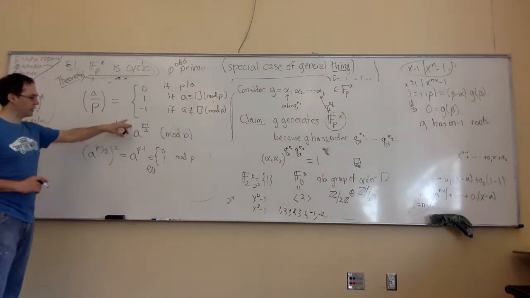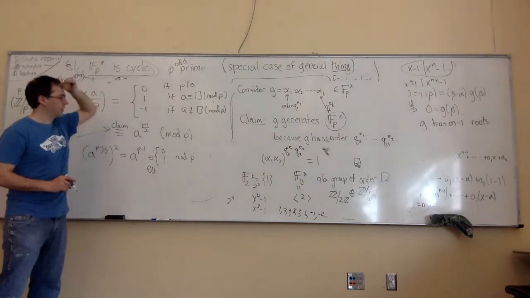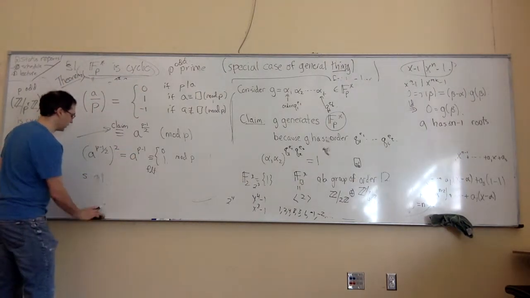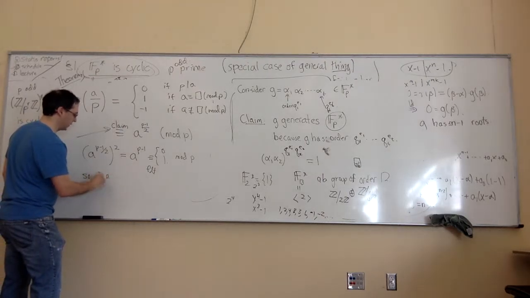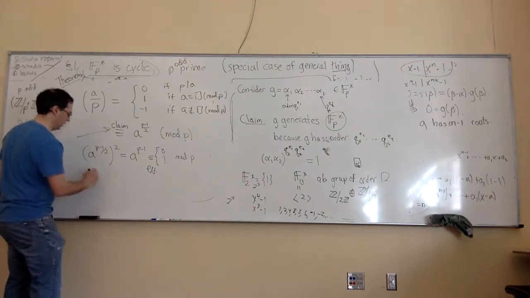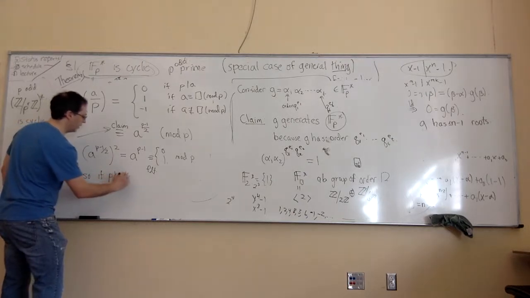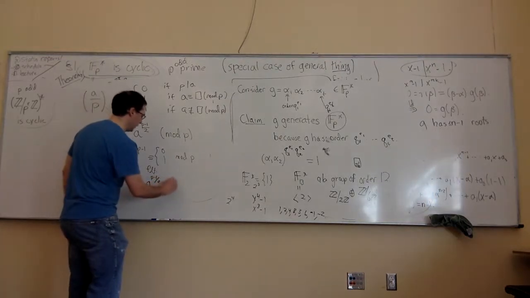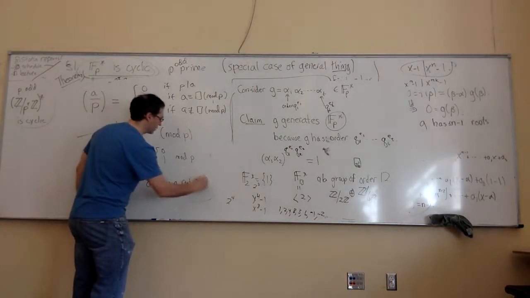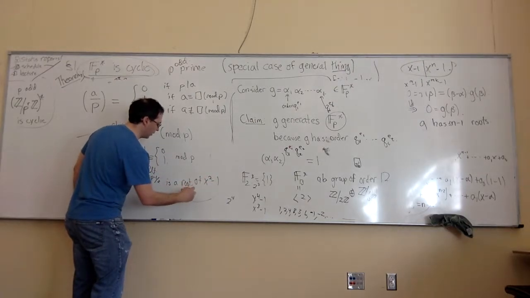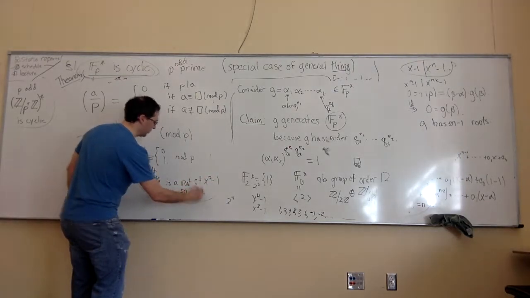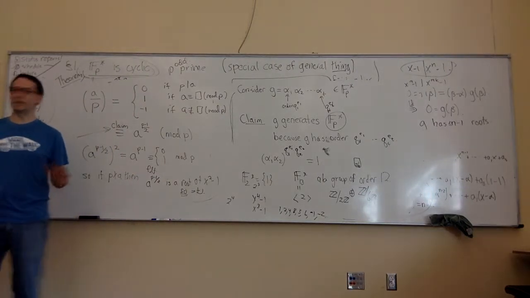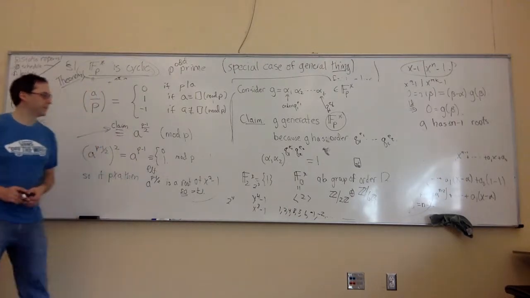So that means that when A is not divisible by P, just as a consistency check here, if P does not divide A, then A to the power of P minus 1 over 2 is a root of x squared minus 1, so it's equal to plus or minus 1, because those are the roots of x squared minus 1. A statement that would make absolutely no sense before we did this.